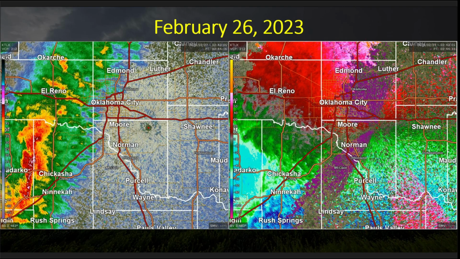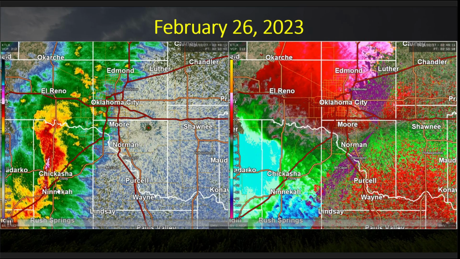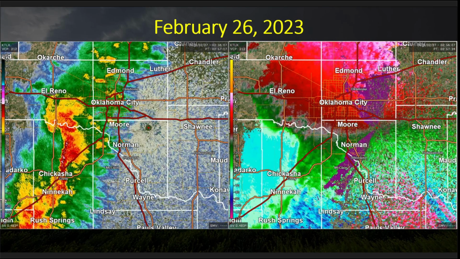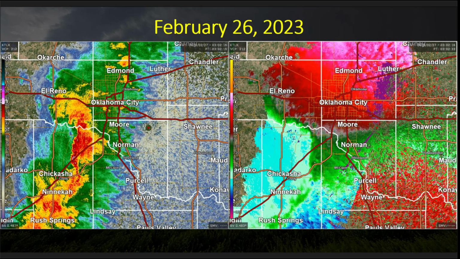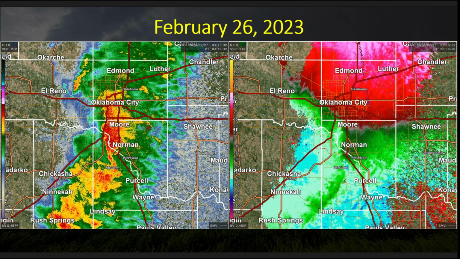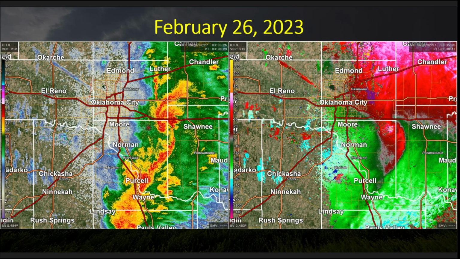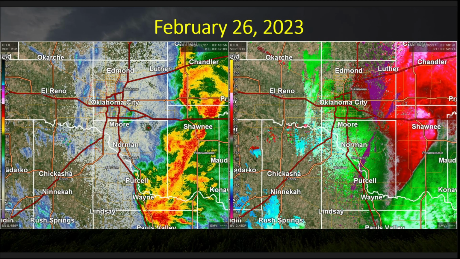We had a QLCS event that hit central Oklahoma last year, February 26, 2023. Again, the animation may look a little hard to see on the web, maybe a little stuttered, but this was a line of thunderstorms that moved through central Oklahoma, and this produced a QLCS tornado that actually hit Norman, really close to the weather center.